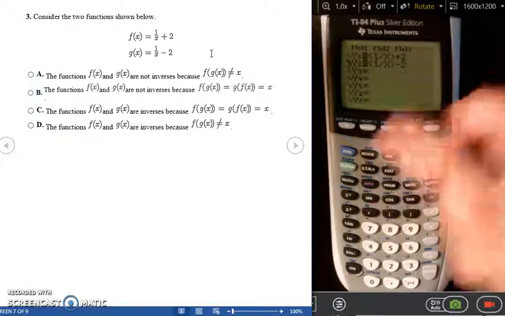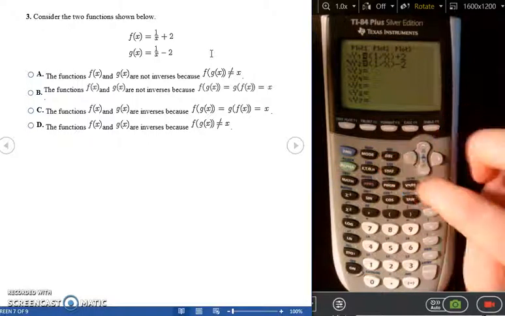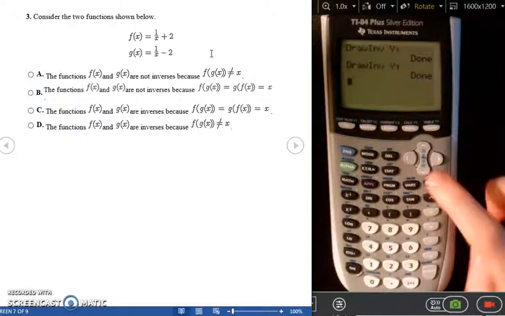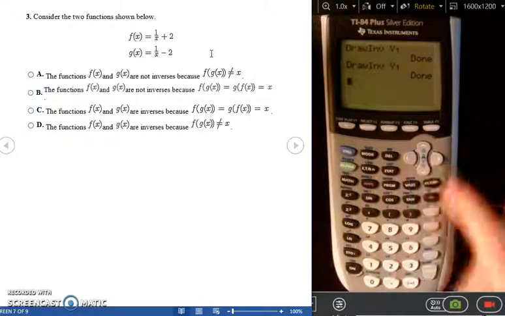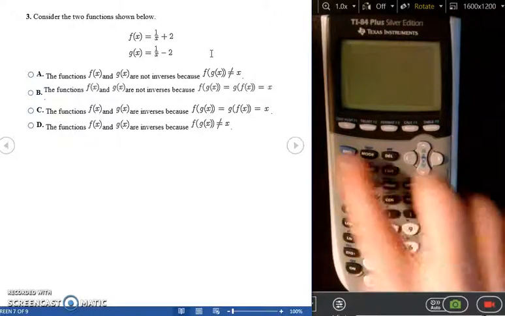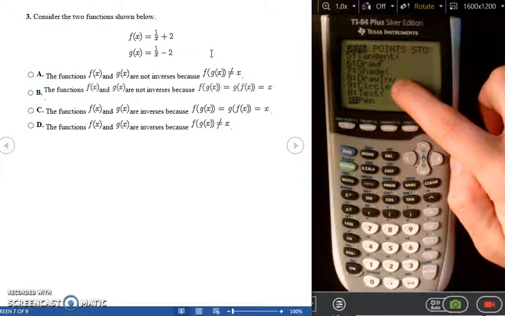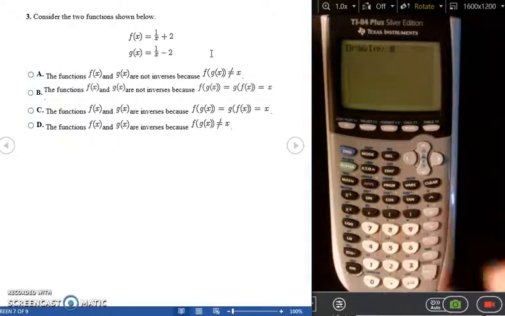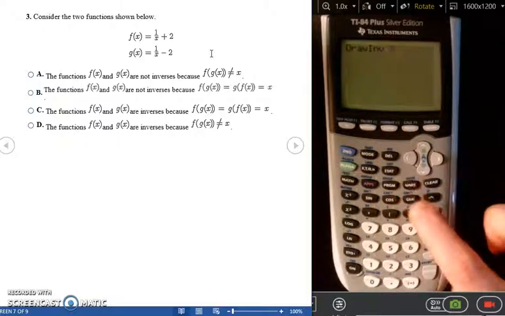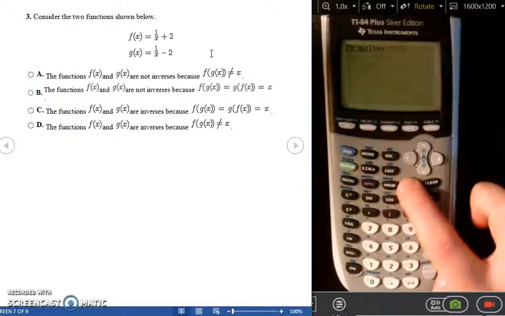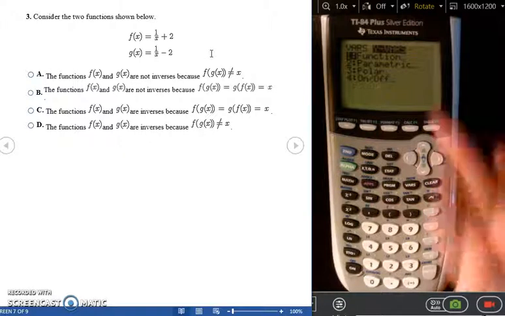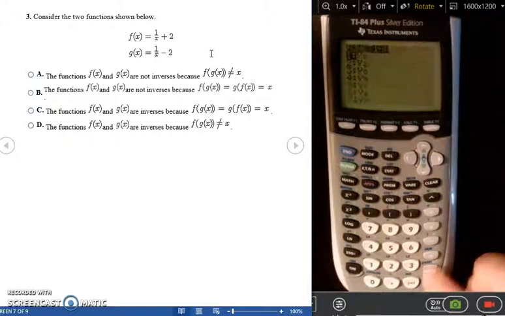And so now I'm going to go back to the home button. You can do that by pressing second quit, and I'm going to press clear. And then I'm going to press second draw. The 8th choice is the draw inverse, so I'm going to press 8. And then I need to put in y1, so I'm going to go to vars, scroll over to y vars. Function is highlighted, so I press enter, and I want y1, so I press enter again.